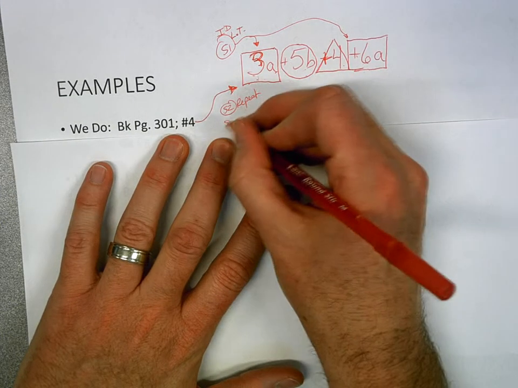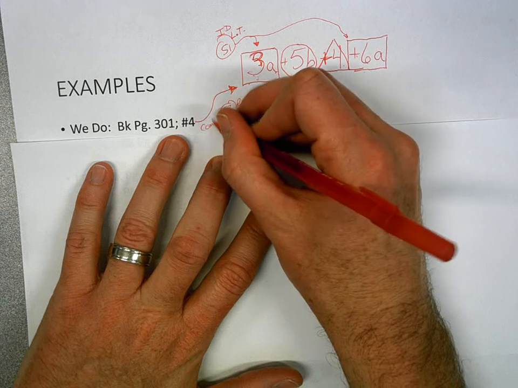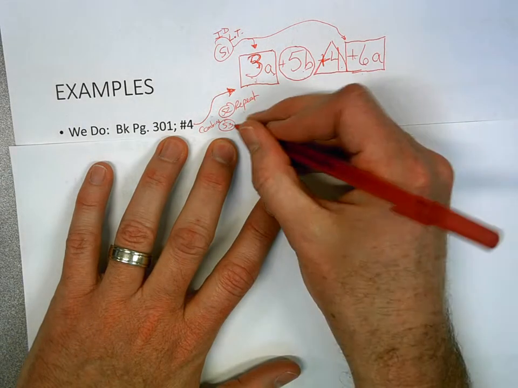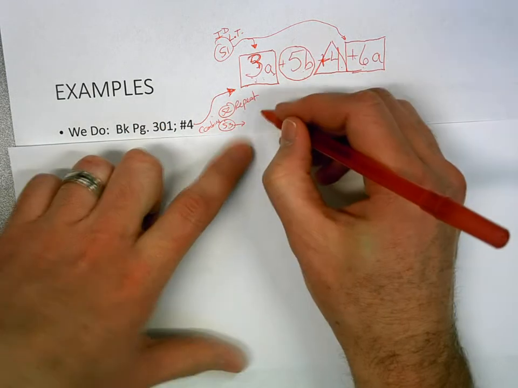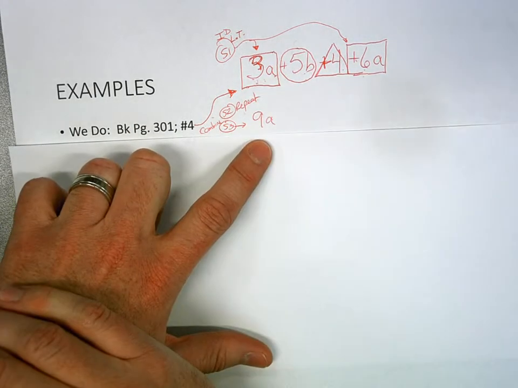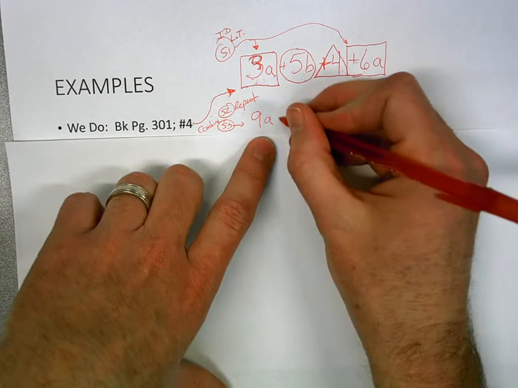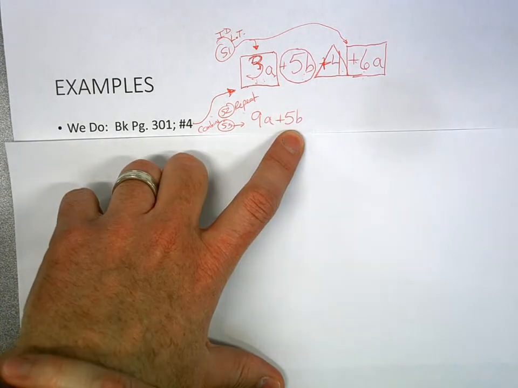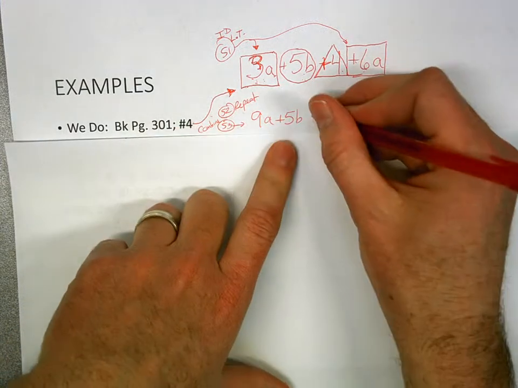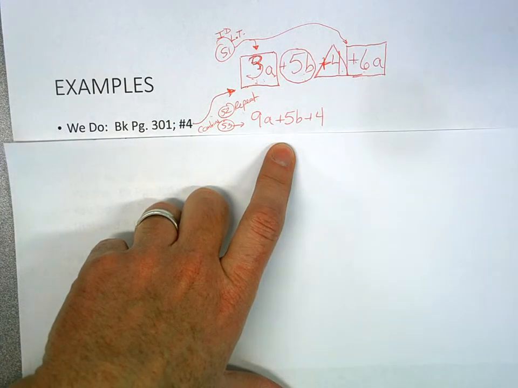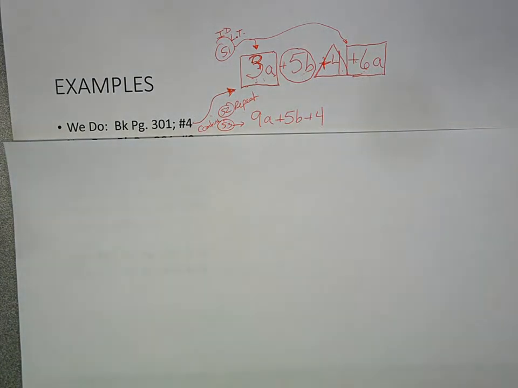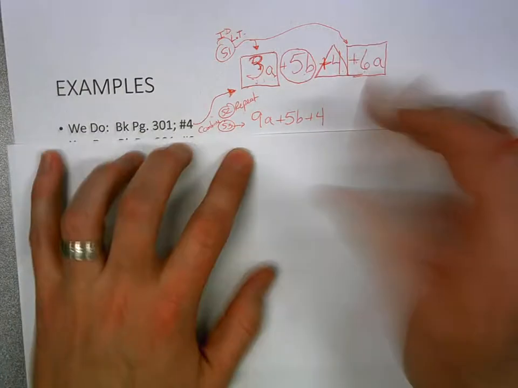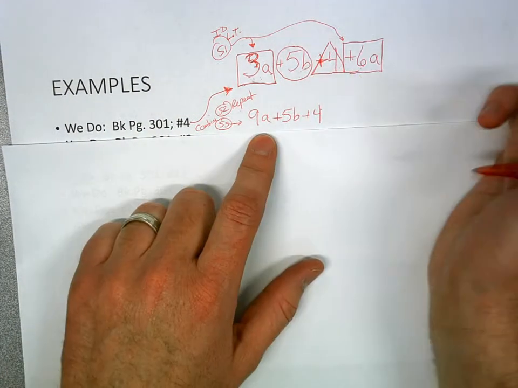Okay? Step 3 is we're going to combine. Combine means adding and subtracting. So here we go. I have my 3a plus 6a. What is it, everyone? 9a. Now I have my positive 5b. I'm going to just bring that down because that doesn't have a like term. And I have plus 4.